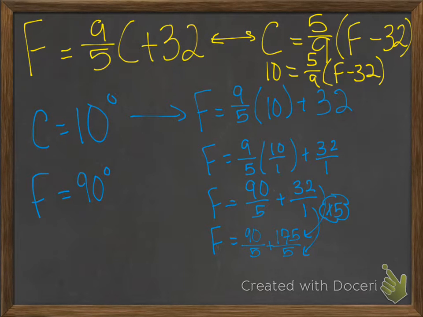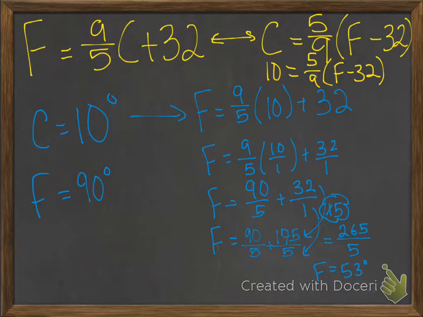90 plus 160 gives me 250. The denominator stays the same in adding and subtracting fractions. So 250 over 5, which is 50. So 10 degrees Celsius is equal to 50 degrees Fahrenheit.